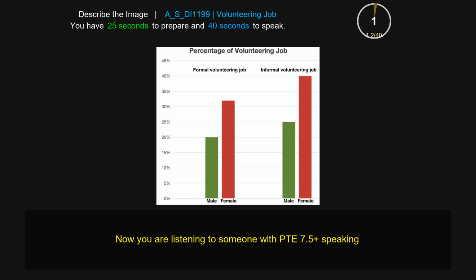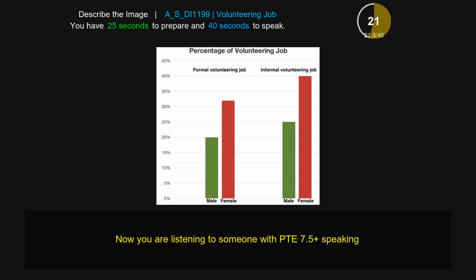Formal volunteering, which is the picture provided, is a bar graph which depicts the percentage of the formal and informal volunteering job. The x-axis lists the different genders such as male and female, while the y-axis represents the percentages of the volunteering jobs ranging from 0% to 45%.